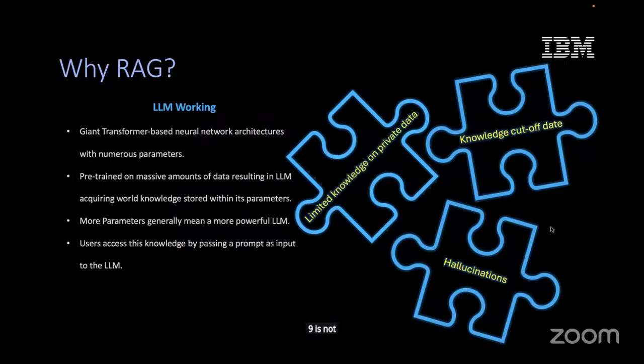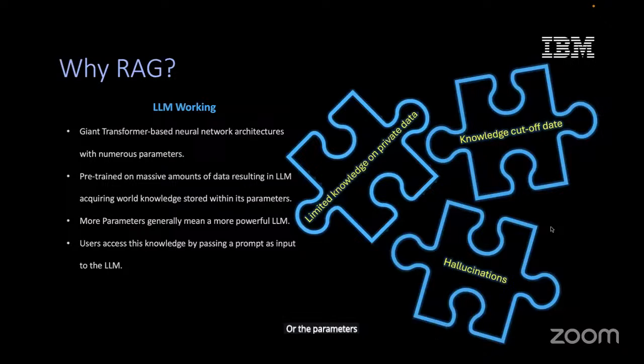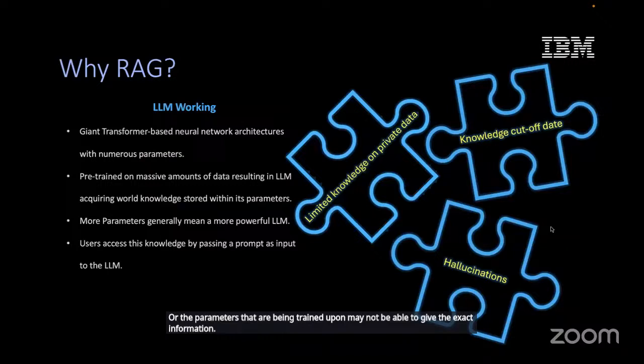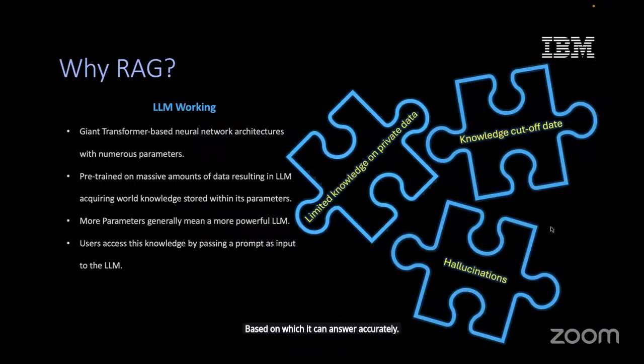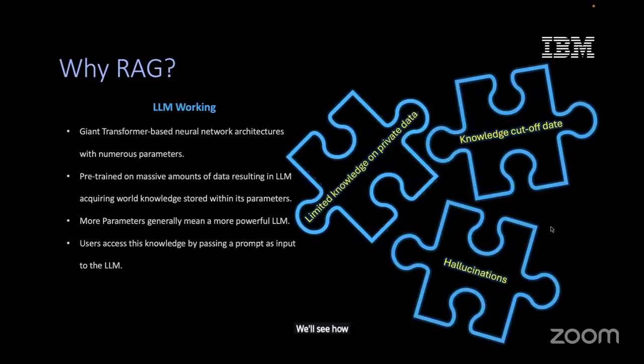9 is not greater than 10. So that's another aspect where hallucinations do happen, because of either incorrect information being passed as input to the model, or the parameters that are being trained upon may not be able to give the exact information based on which it can answer accurately. Okay, so these three are the major components. Yes, there are other components as well, but these three are the driving force behind coming up with RAG. We'll see how RAG is going to address this.